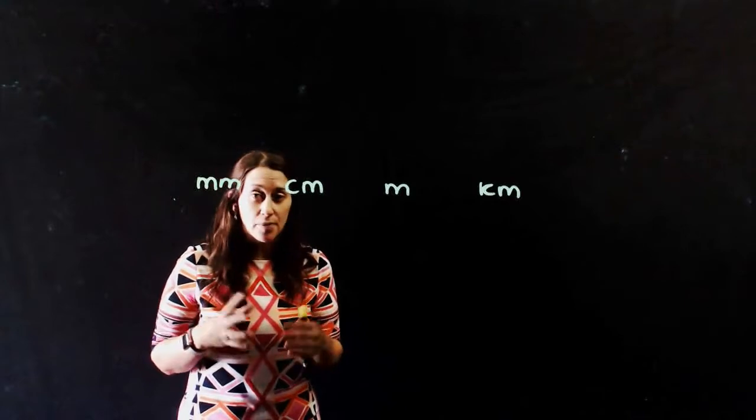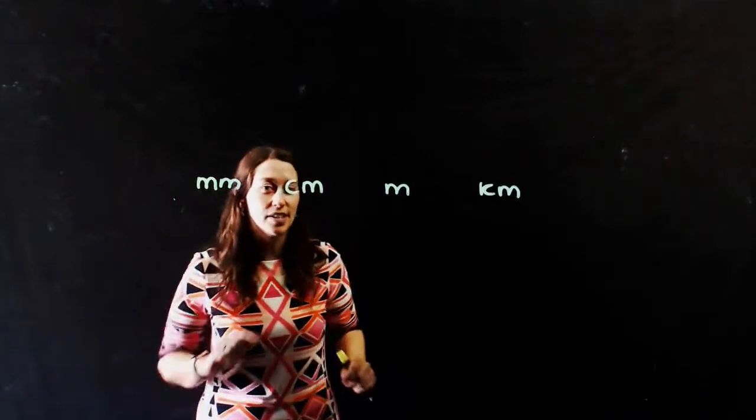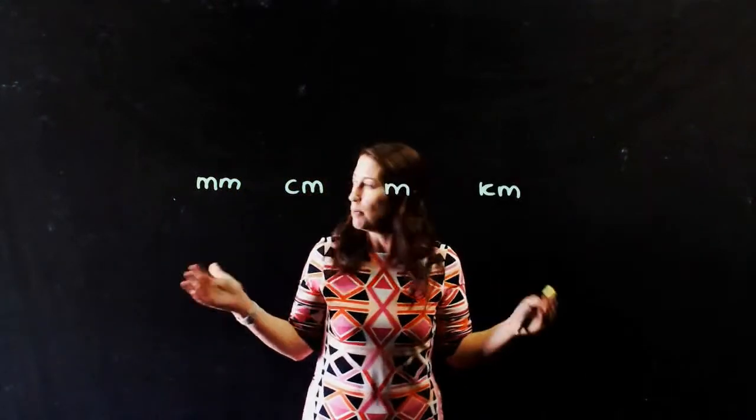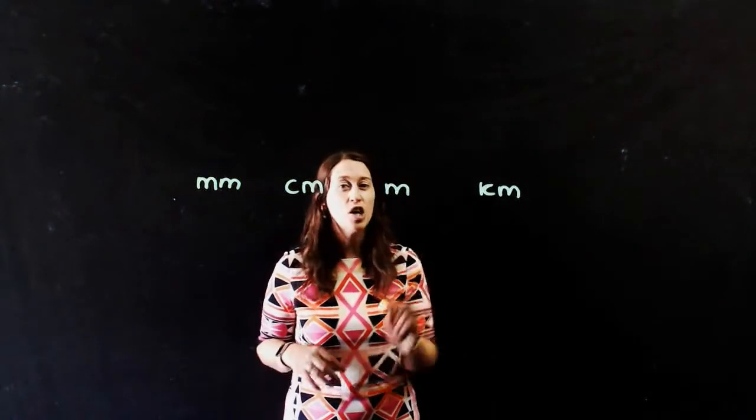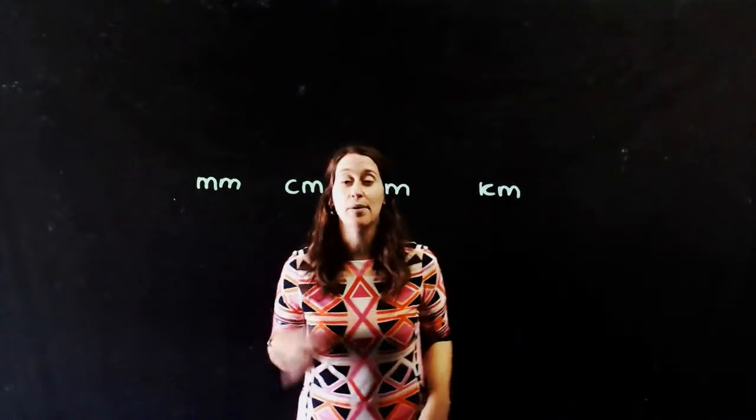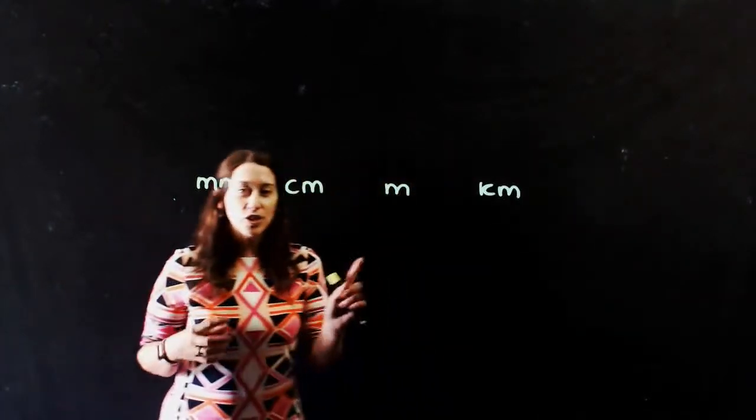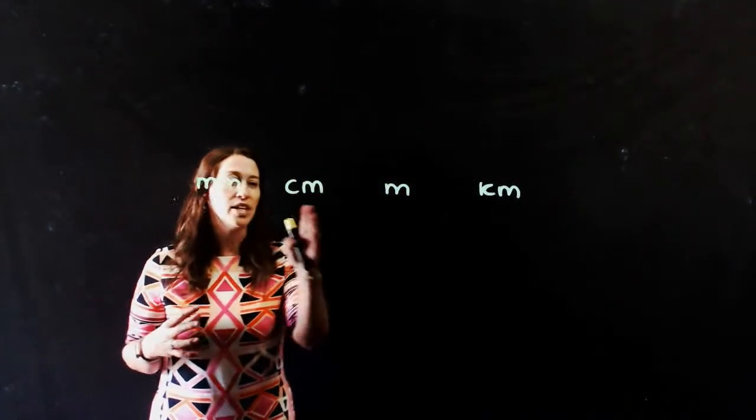If we were measuring something, say a credit card, we would use centimetres. Metres, probably if we're measuring the length of a room, and kilometres if we're measuring a distance from town A to town B. And the question is, how do we convert between each of these units?